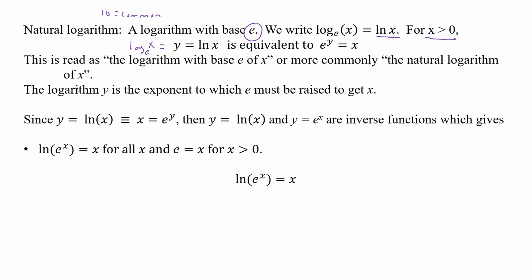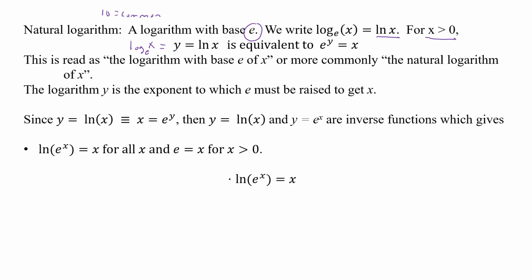All right, so the logarithm y is the exponent to which e must be raised to get our x. Since y equals ln of x is equivalent to x equals e to the y, then y equals ln of x and y equals e to the x are inverse functions again, which we saw before. And so what we have here is ln of e to the x is equal to x for all x, and e to the ln of x is equal to x for x greater than 0.